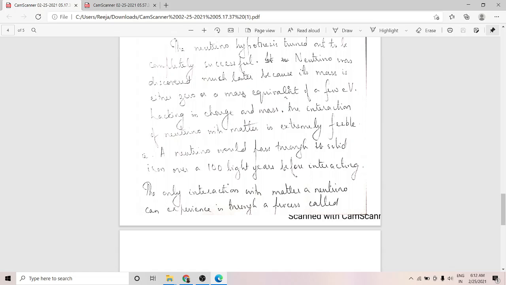Now, the neutrino hypothesis was completely successful. Neutrino was discovered very much later because its mass is either zero or it has a mass equivalent of a very few electron volts, that is a very small mass. Lacking in charge and mass, the interaction of neutrino with matter is extremely feeble. When does a particle interact with matter? It should have either a mass to interact or it must have a charge to interact, and neutrino lacks both of these.